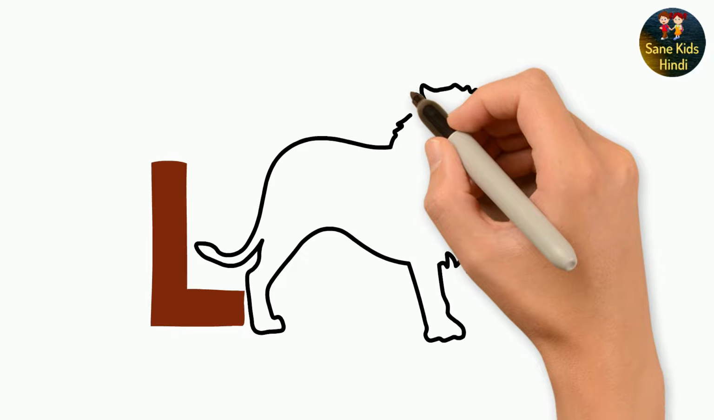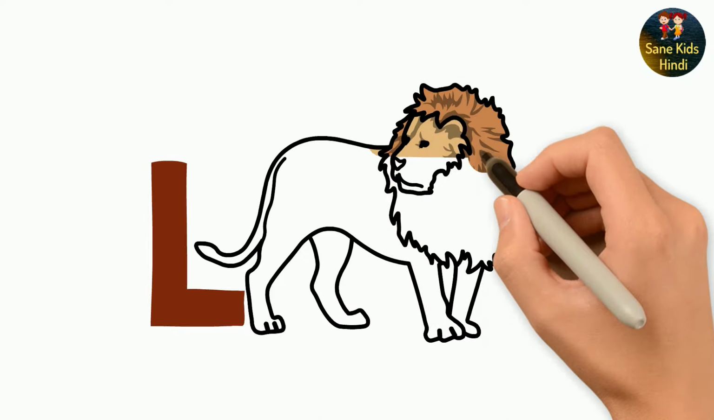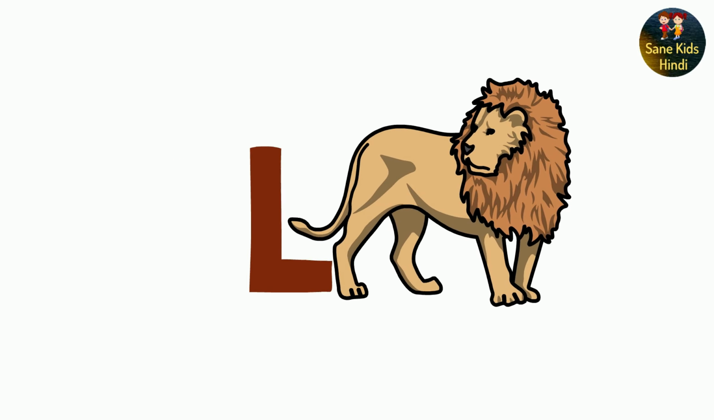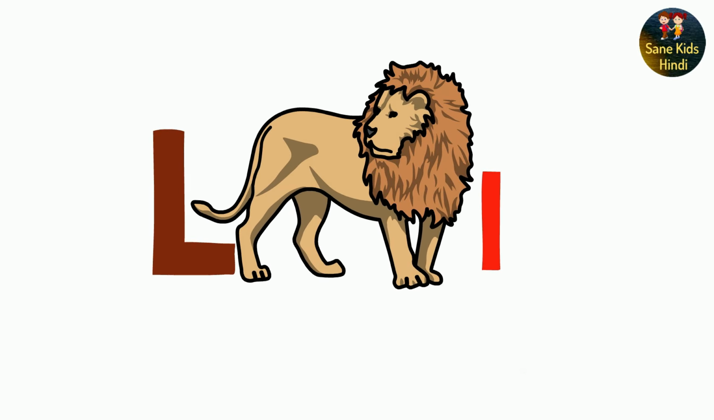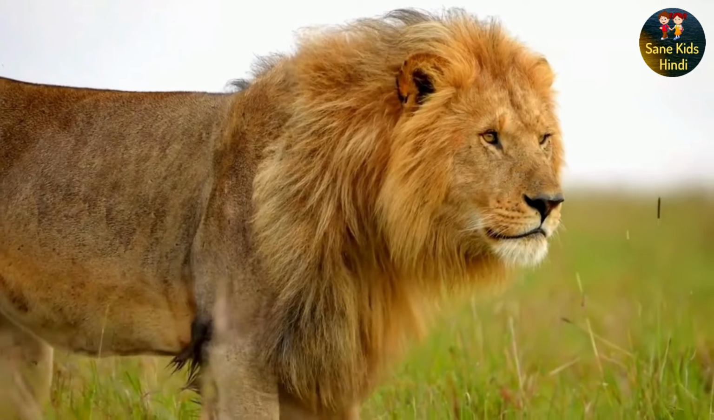L. A, B, C, D, E, F, G. L for lion. Q, R, S, T, U, V. L for lion. Say with me, lion.